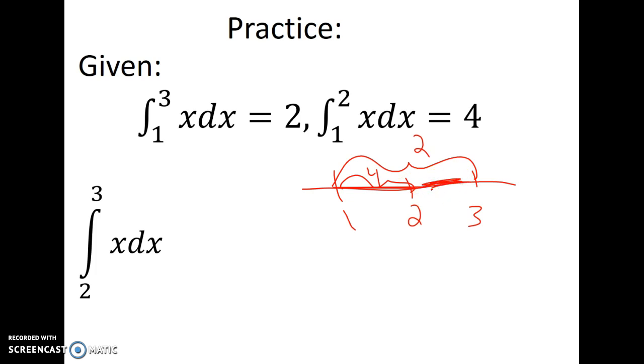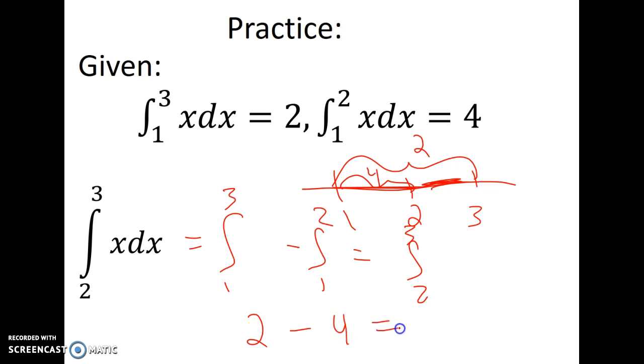You would take the 1 to 3 and take away the 1 to 2, and you would be left with 2 to 3. So we are going to do from 1 to 3 and take away from 1 to 2, and that will leave us with 2 to 3. So we have 2 minus 4, and we're left with negative 2. And wouldn't that make sense? 4 and negative 2 would total up to 2.